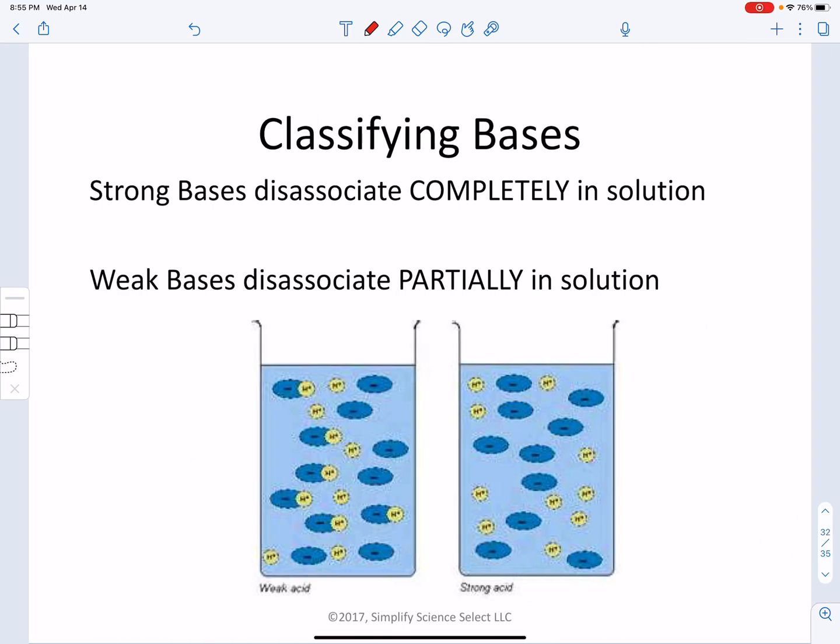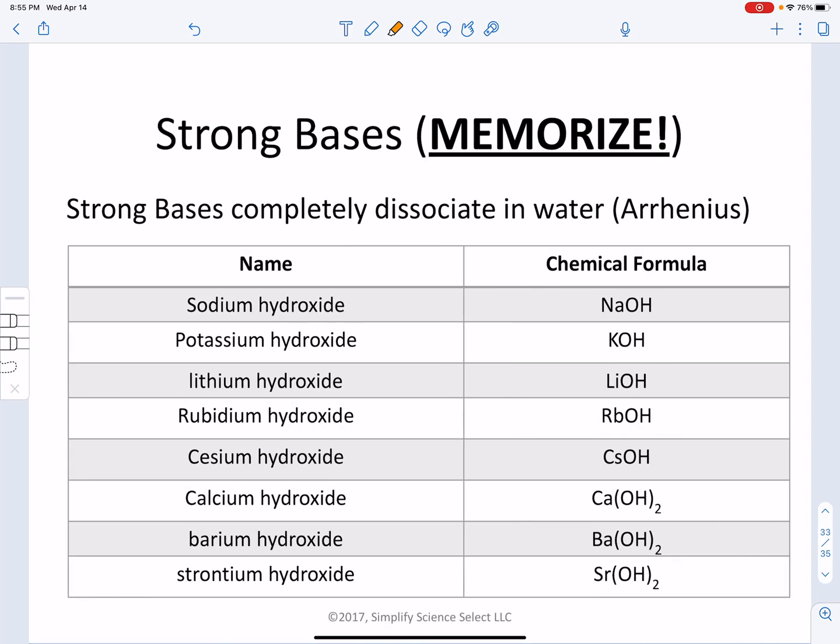Strong bases, just like strong acids, will dissociate completely. Weak bases, just like weak acids, will partially dissociate. Same situation as the acids. Here are your strong bases. You need to know these strong bases so that you can recognize them and draw out the dissociation reactions using the proper methods. Sodium, potassium, lithium, rubidium, and cesium are the elements that are in the first group of the periodic table. So it's going to be elements that are in that first group that make up strong bases.